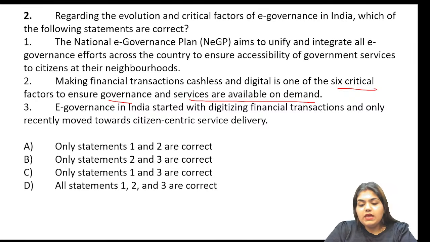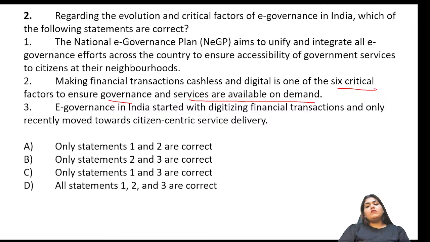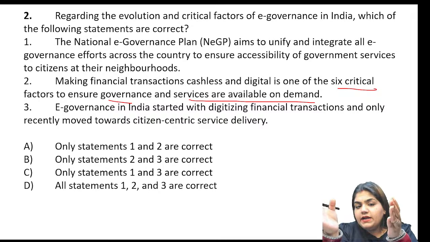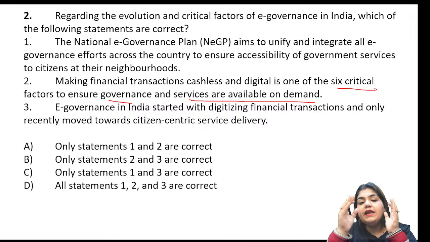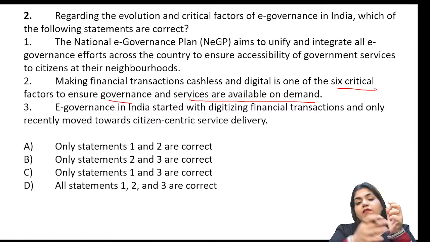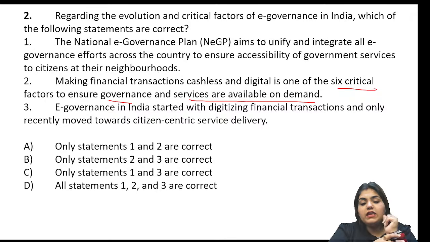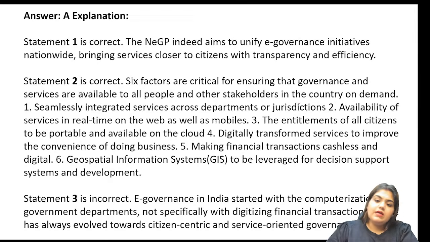Statement number 3. E-governance India started with digital financial transactions and only recently moved towards citizen-centric service delivery. This statement is incorrect. E-governance in India started with computerization of the government departments. It does not focus on financial transactions. It is regarding the development of the country, for the services of the citizens, for the betterment of the citizens. Statement number 3 is incorrect. That will give us A as the correct answer. A is the correct answer.